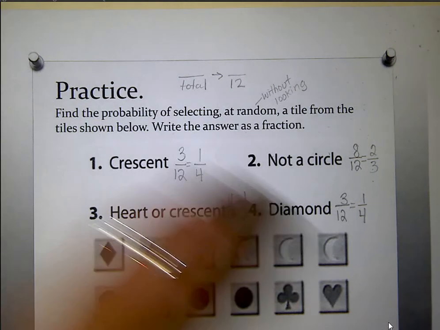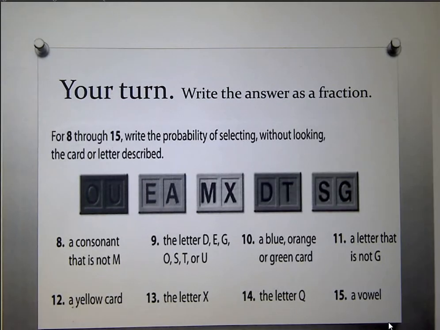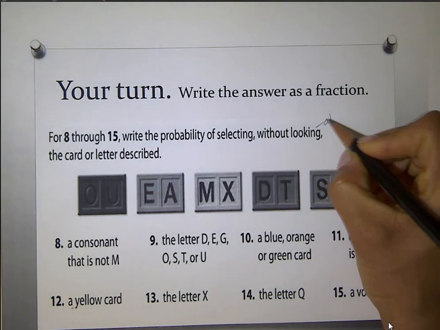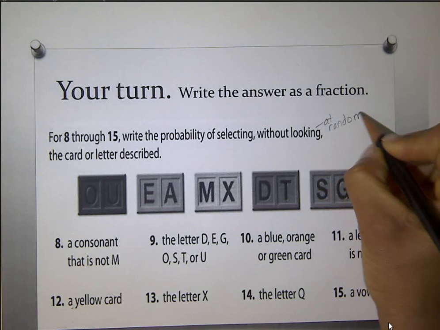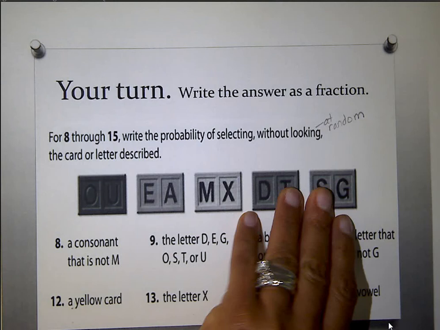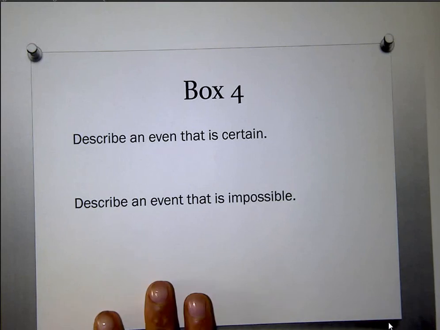Now it is your turn. Please do all of the items shown, 8 through 15. Write the probability of selecting without looking. Remember, that means at random, the card or letter described. And in box 4, please describe an event that is certain and an event that is impossible. That is all for now.